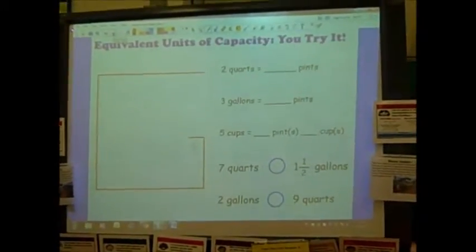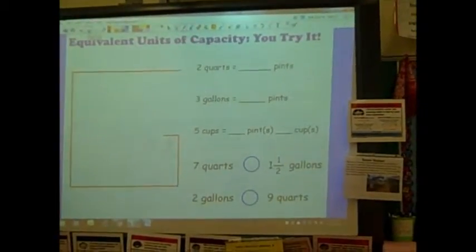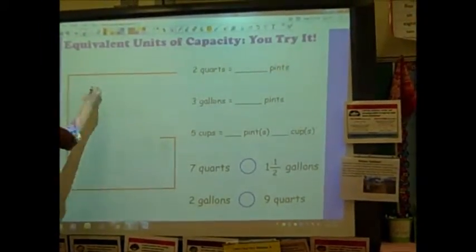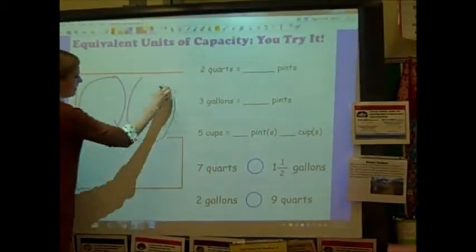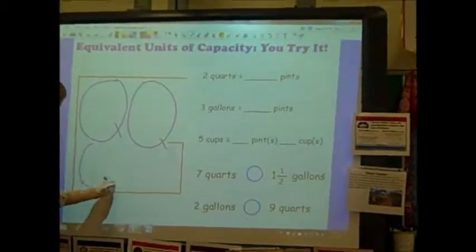What came first? 4 what? Quarts. 4 quarts or 4 queens? Oh, that's a blue hue, I guess. Yeah, right?